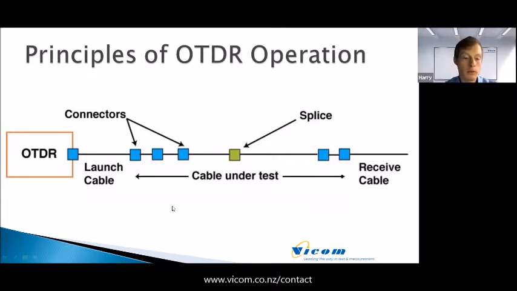Now, when you hit start on an OTDR, the OTDR emits a pulse of light. That pulse of light then moves down the fiber. Every time it gets to an event, which is a connector, a splice, a break, anything that occurs along the fiber, a portion of light is then reflected back to the OTDR, which the OTDR detects.